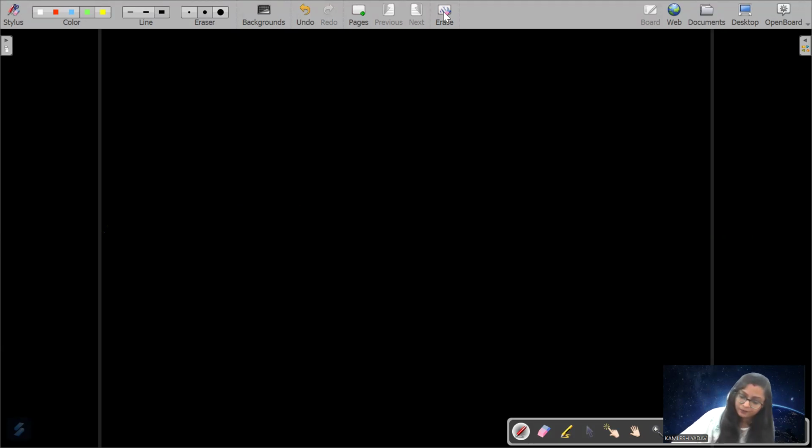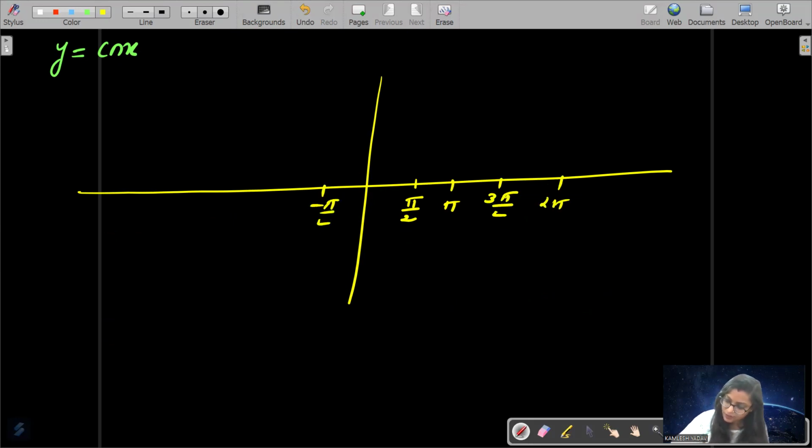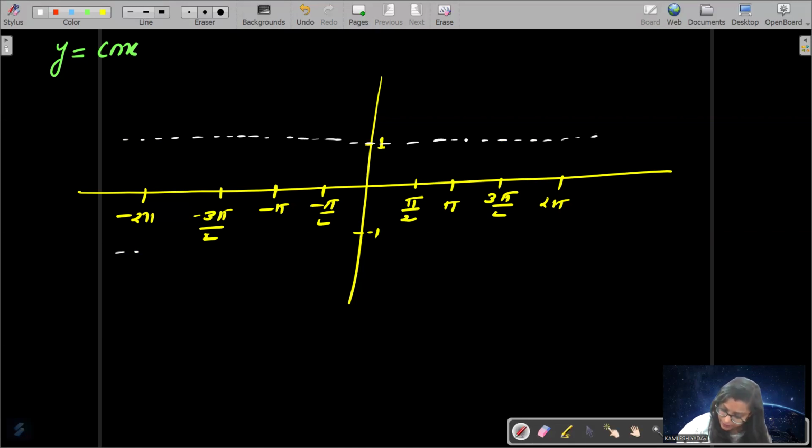For the next graph, y is equal to cos x. First of all, we draw the axis lines and mention the points pi by 2, pi, 3 pi by 2, 2 pi, minus pi by 2, minus pi, minus 3 pi by 2, minus 2 pi, and the points 1 and minus 1. First we draw the straight line here from minus 1 to plus 1, like this.